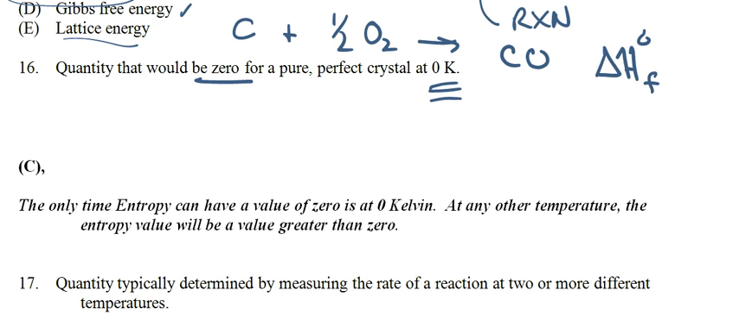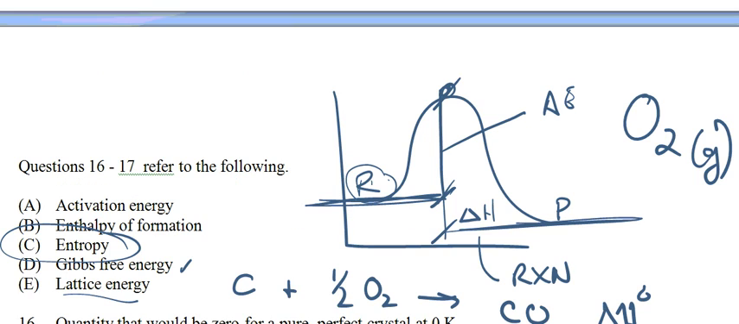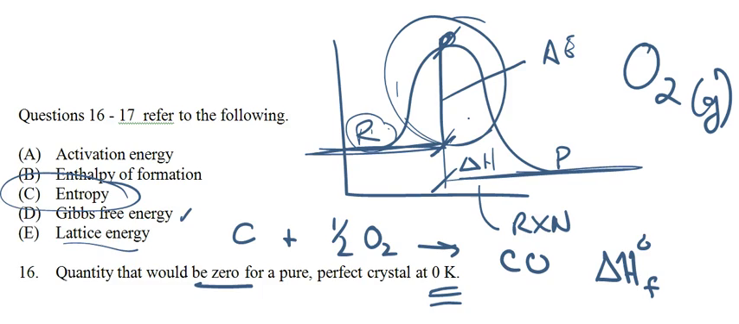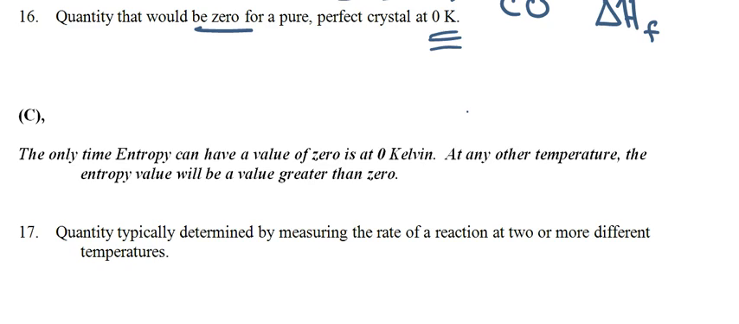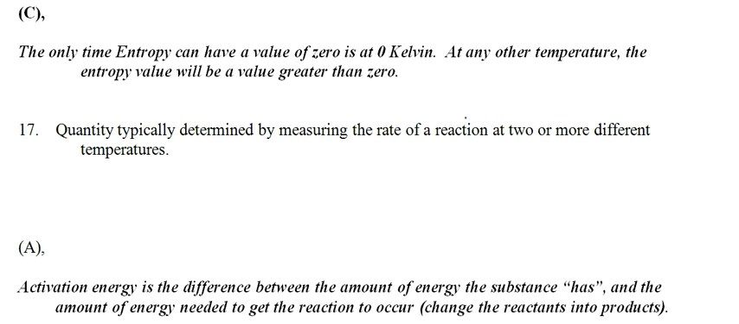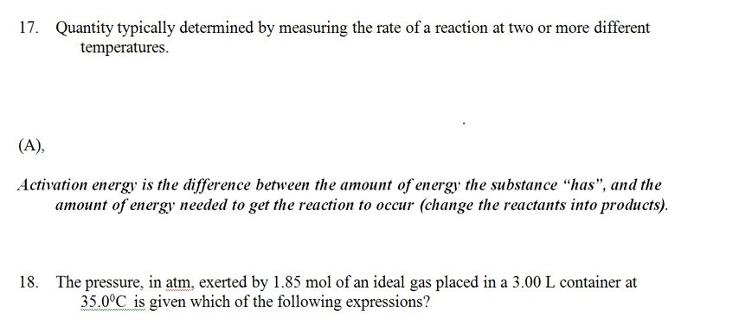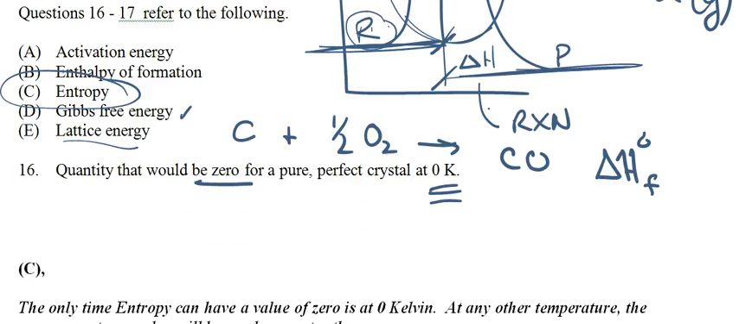17, quantity typically determined by measuring the rate of the reaction at two or more different temperatures. Best answer here, even though it's not worded very well, activation energy. Yeah, I'm not real happy with these questions either. So yeah, 16, 17.